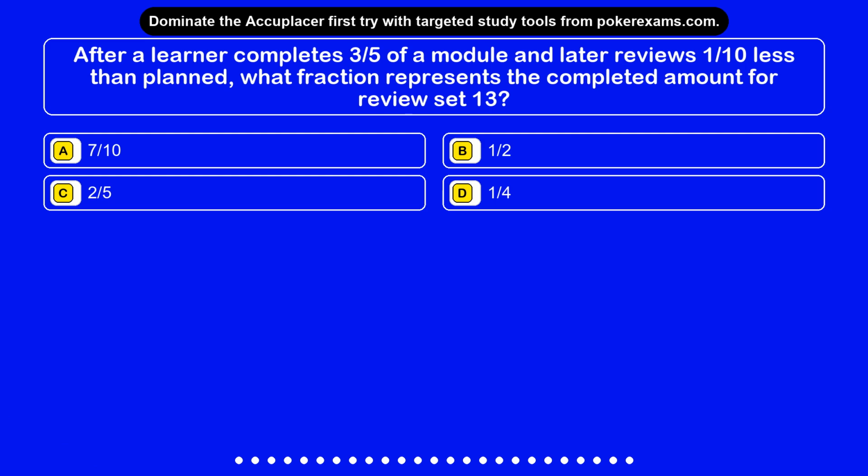Question 2. After a learner completes 3/5 of a module and later reviews 1/10 less than planned, what fraction represents the completed amount for review set 13? Option A, 7/10. Option B, 1/2. Option C, 2/5. Option D, 1/4.